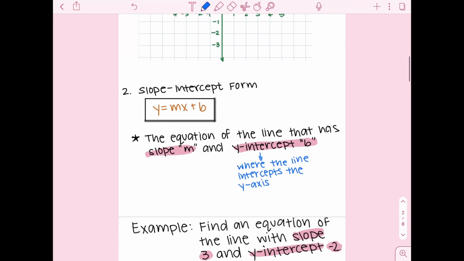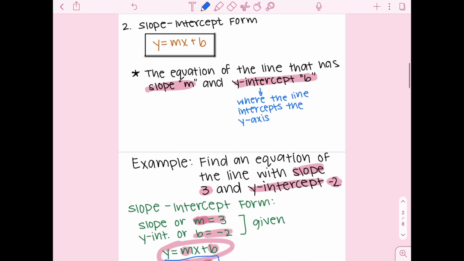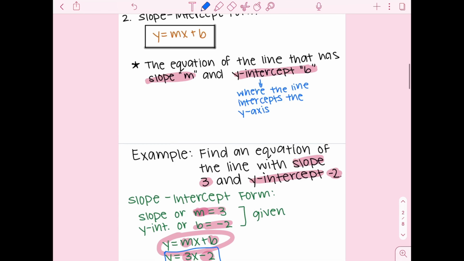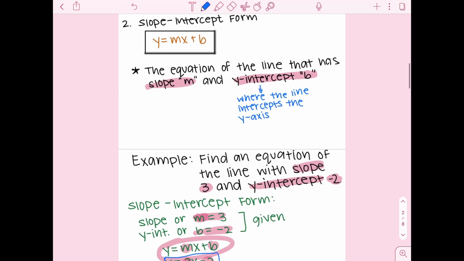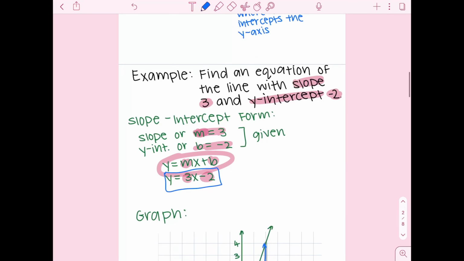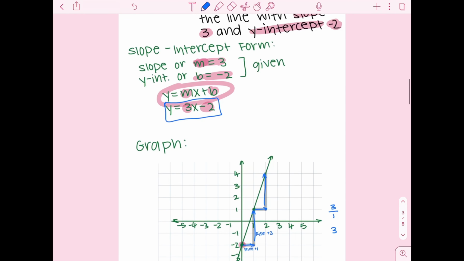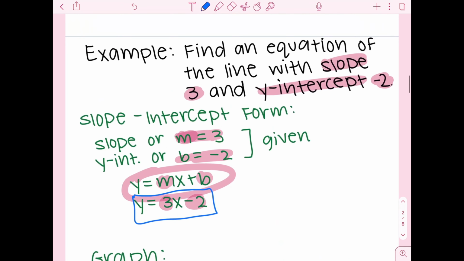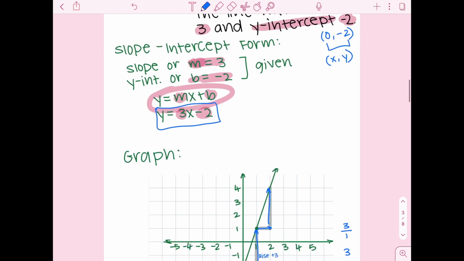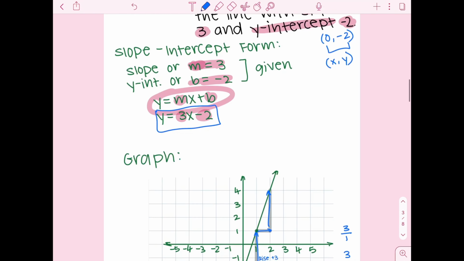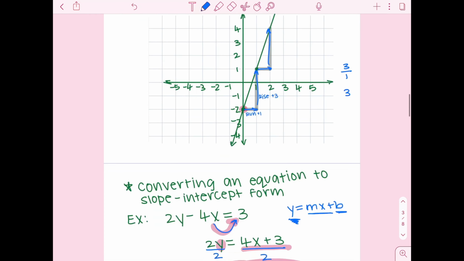We graphed that equation, then slope-intercept form was second. This is the equation of the line that has slope m and y-intercept b. Then we did an example 2 with the slope 3 and y-intercept negative 2. Just to clarify, when it says y-intercept negative 2, you can simply write it in coordinate form, so x comma y. Just know that x is always going to be 0 if you have it as y-intercept, because it'll be along the y-axis. Okay, and then we graphed this.